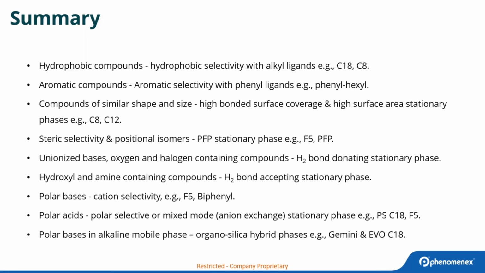Then for unionized bases or oxygen and halogen containing compounds, you should look at hydrogen bond donating stationary phases. For hydroxyl and amine containing compounds, look at hydrogen bond accepting stationary phases. For polar bases, utilize a cation selectivity stationary phase. Then for polar acids, look at polar selectivity or mixed mode anion exchange stationary phases like the PS-C18 or positive surface C18, or the F5 that has 5 different modes of interaction. And for polar bases and alkaline mobile phases, you can use a high pH mobile phase. You would need an organosilica hybrid like a Gemini or an Evo if you're looking at our different phases, although there are a number of organosilica or hybrid columns out there.